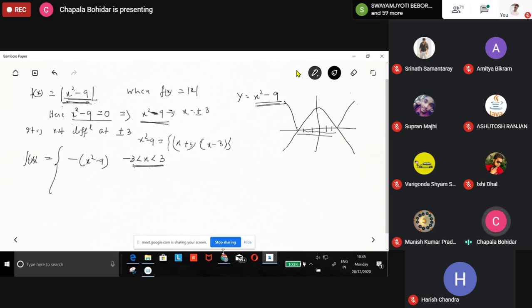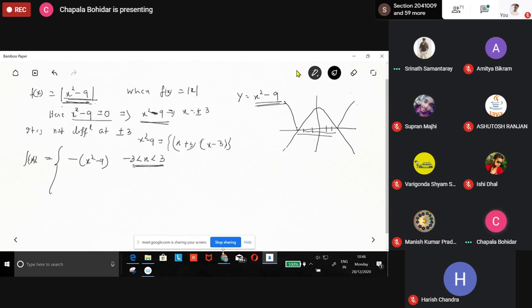The question given to you is f(x) equal to absolute value of x square minus 3, where it is differentiable. Means we have to find out where it is not differentiable. Then you can get where it is differentiable by excluding that point from the real line. Now you are clear or not?